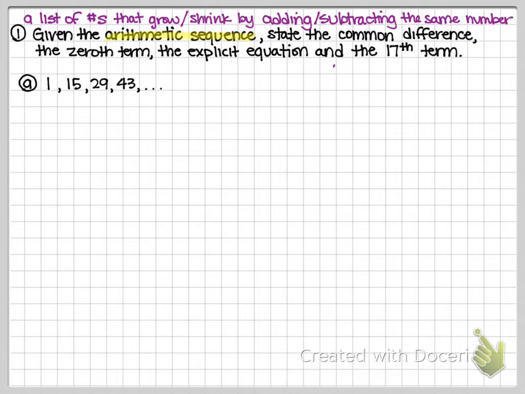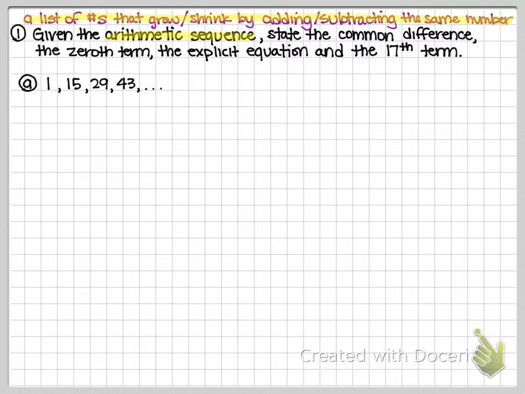So that is what an arithmetic sequence is. It's a list of numbers that grow or shrink by adding or subtracting the same number. So it's a lot like a linear equation. It has slope or some common difference. We want to state the common difference. Okay, let's do that first.